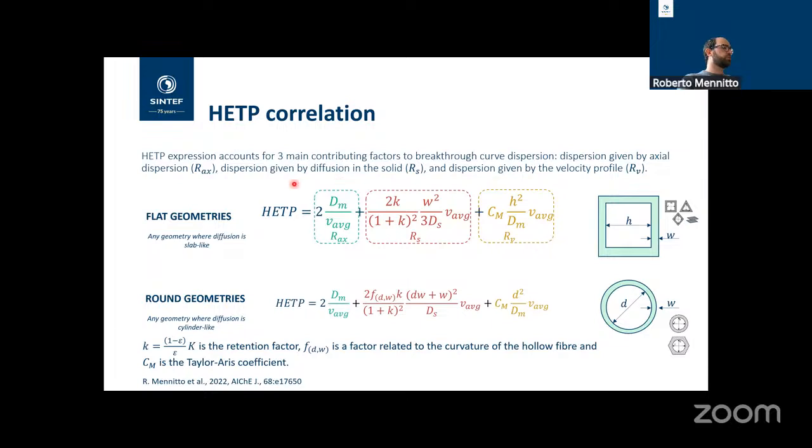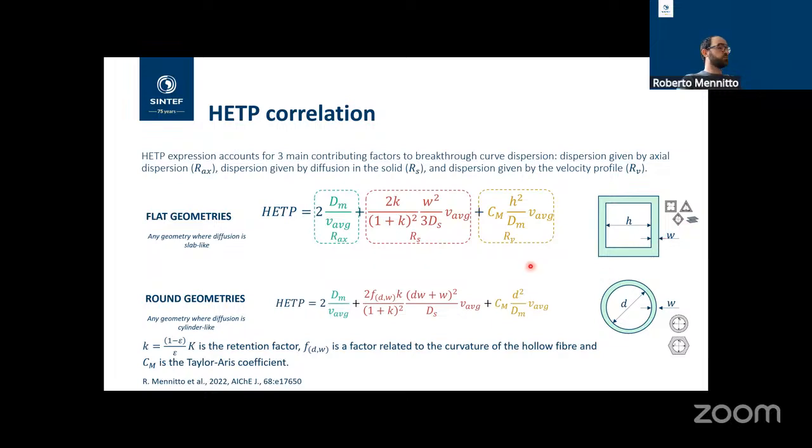The equation that you see over here is the HETP for what I call the flat geometries. Flat geometry is any geometry where the diffusion happens in a slab. Effectively, we can reduce the diffusion into the solid as if it was in a slab. An example is the square channel. It can be the triangular, the diamond shape, or the laminates.